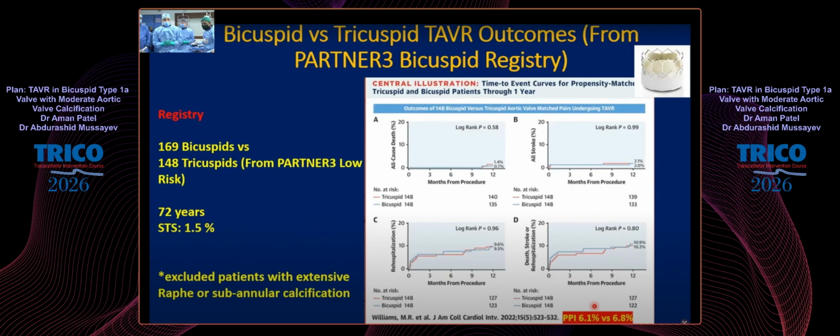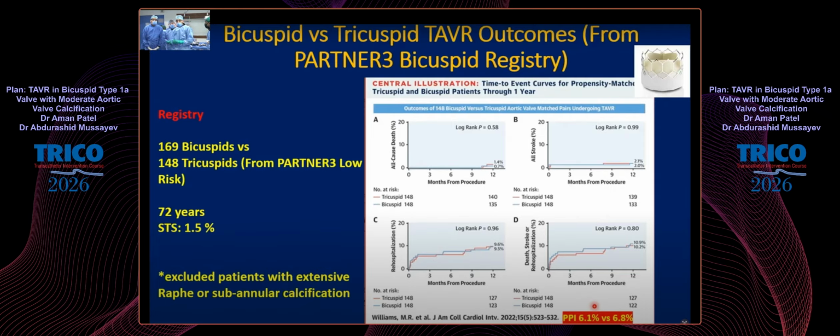So TAVR came into practice after the PARTNER trials. Initially, the trials were done on prohibitive risk cases, then high risk, then intermediate risk, then low risk, but they weren't focused on bicuspid aortic valves. In the Western world, the majority of the cases which went for a TAVR were tricuspid aortic valves. And if I ask Dr.